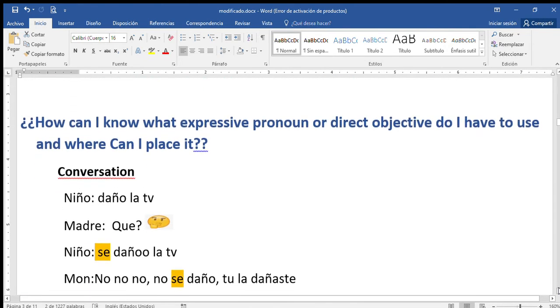How can I know what specific pronoun or direct objective do I have to use? No, indirect. The objeto indirecto, not direct objective. Objeto indirecto. Do I have to use, and where can I place it?